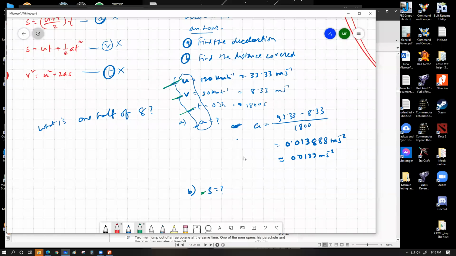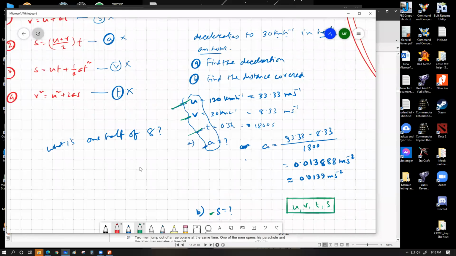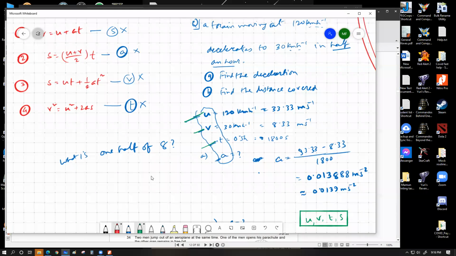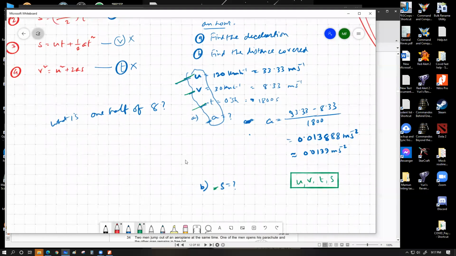So just consider these 4 variables. Let me write it over here. We have U available, V available, T available, and S is not available, and we want to include the S within our equation. So these are the 4 variables that should make up our expression. So what is missing? A is missing. Among the 4 expressions, the missing variable is given in number 2. So might as well go for number 2 and directly find out that answer. So S is given by U plus V divided by 2 multiplied by T. So that's pretty simple.